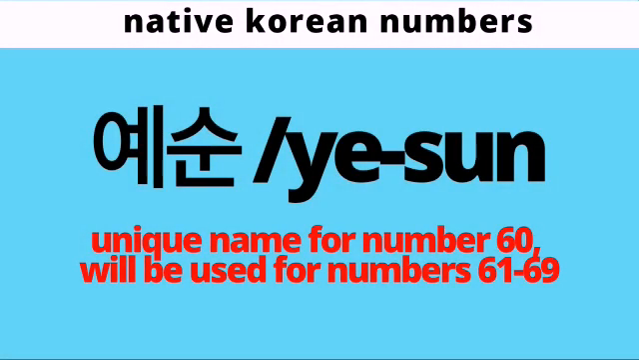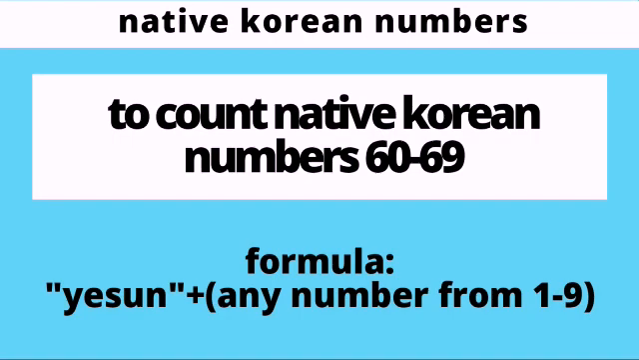Next, to be able to count from 61 to 69, we need to remember Yesun. Yesun is the unique name for number 60, and we'll be using this to form numbers from 61 to 69. So, how exactly are we going to form numbers with Yesun? We just have to use this formula: Yesun plus any number from 1 to 9. For example, the number we chose is number 3, which is set. So, if we wanted to say 63, 60 is Yesun and 3 is set, we will be saying Yesun set.